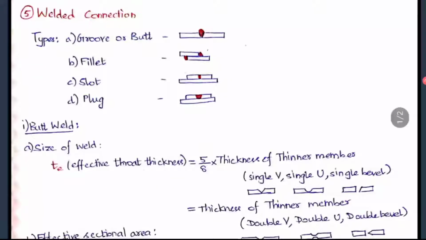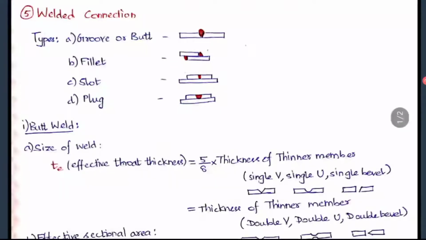And the disadvantage is that it needs a skilled man to do this welding process, and there are some non-destructive evaluations to be carried out to detect whether there is any error in the weld or not. If you want to detect that, you should go for an NDT test. So these are some of the disadvantages.